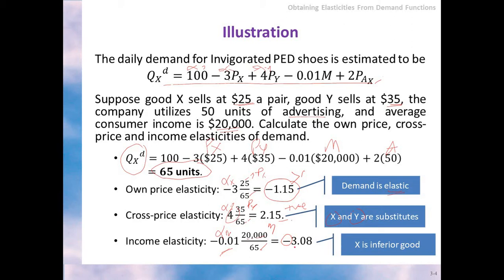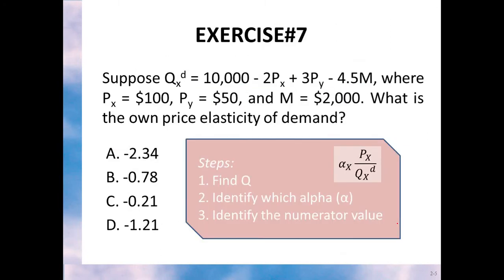Remember, income elasticity is just to determine whether X is either an inferior or normal good. Because the elasticity here is negative, X is an inferior good. It's actually very simple if you understand how to apply the formula. All right, this is a multiple choice question.